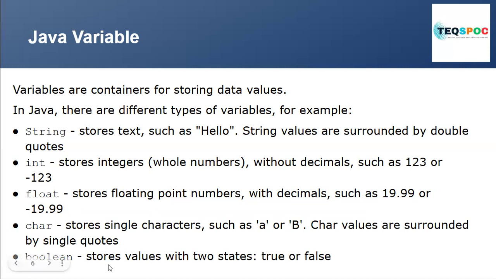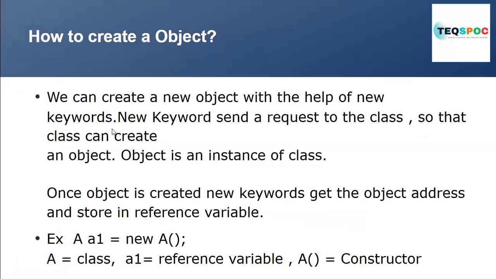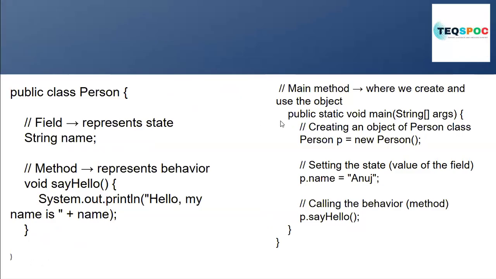Then boolean stores a value with two states. Boolean may be true or may be false. How to create an object, we have seen. This is a simple general example. Now let me show you.